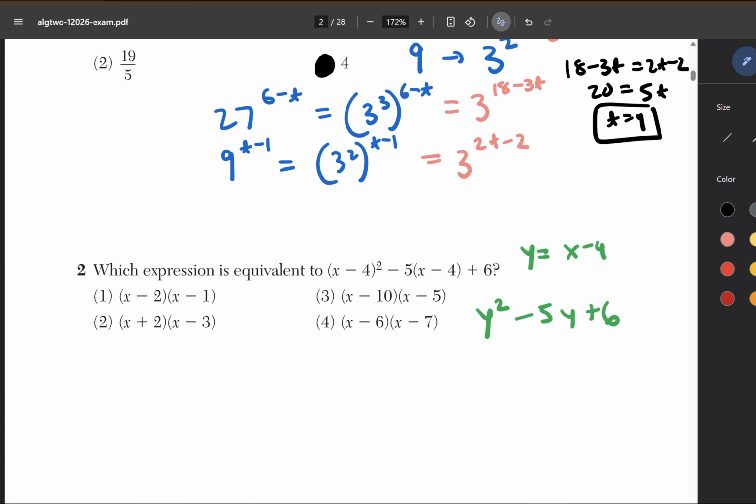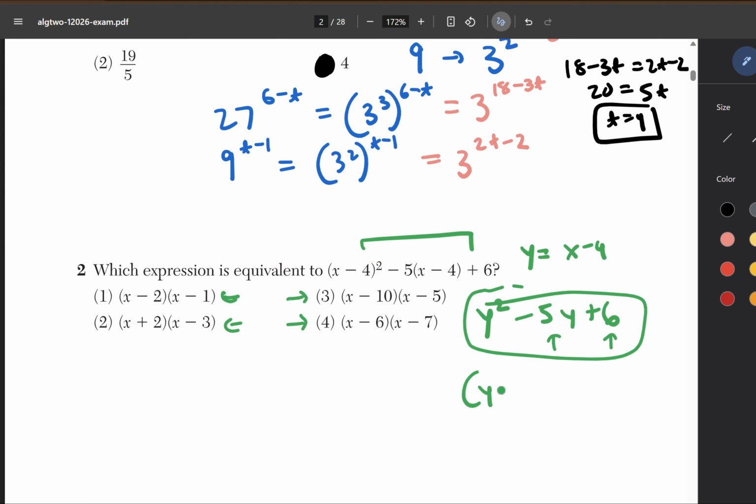Now, all of a sudden, we can see that the choices here are all factored out. So if I were to try to factor this, it's a lot easier than factoring whatever I have here. So let's first factor y squared minus 5y plus 6. I think of two numbers that add to negative 5 and multiply to 6. And those are negative 3 and negative 2. So I can write them as y minus 3 times y minus 2. And now, remember, y is equal to x minus 4, so I'm going to substitute x minus 4 into the equation.